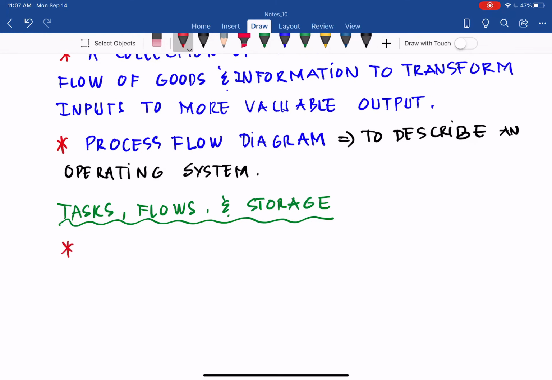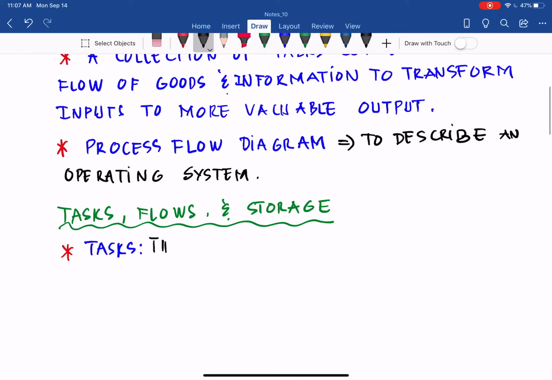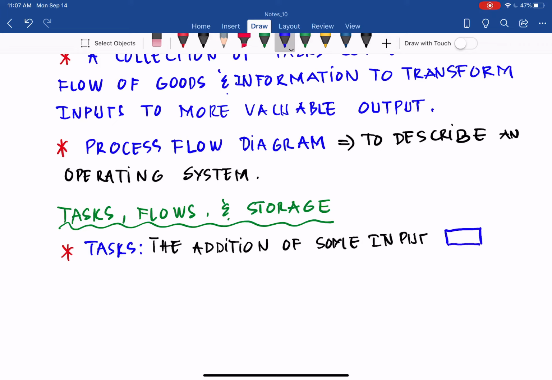The first one: what is a task? Basically, that is the addition of some input, and it is realized with the process. A task in the process flow diagram is represented as a rectangle.